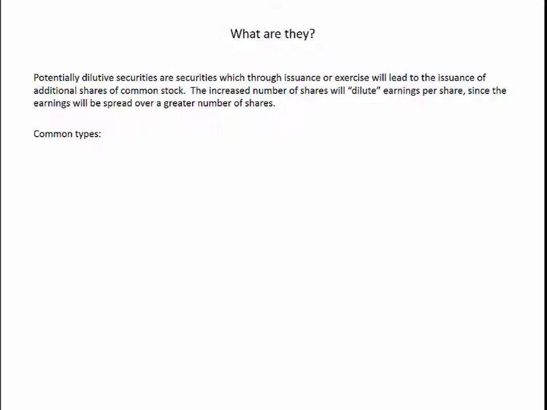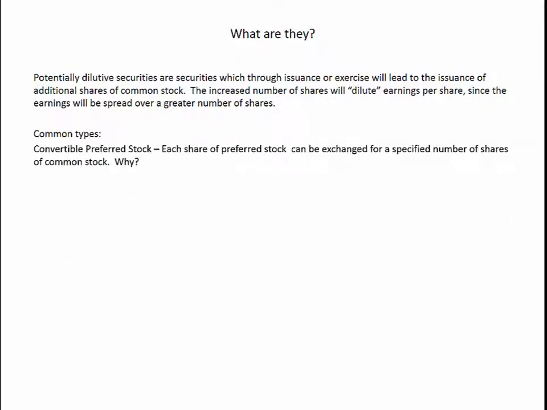Now, there are a few common types of potentially dilutive securities. First, convertible preferred stock, where each share of preferred stock can be exchanged for or converted into a specified number of shares of common stock. Now, why would we do this?